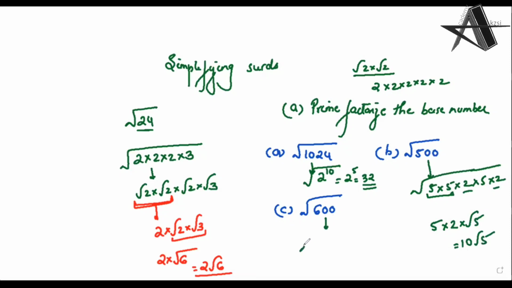Similarly, for root 600, if you prime factorize it, you will get 3 into 2 into 5 into 5 into 2 into 2. So if we make pairs, one pair of root 5 will give you just 5, another pair will give you just 2, and this will leave root 6. So the answer will be 10 root 6. So the answer for the first one is 32, for the second one is 10 root 5, and for the third is 10 root 6.